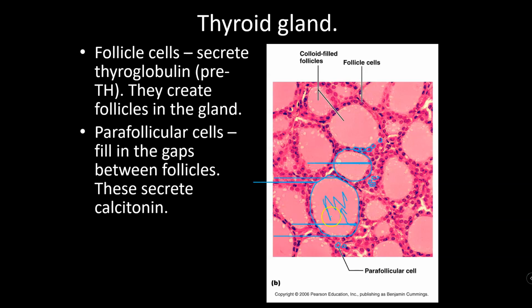Then the parafollicular cells that are outside of the follicles, they do something completely different. They produce the calcitonin that we talked about last semester that has a bone-sparing effect. It helps to reduce your blood calcium level, putting the calcium from the blood into the bone to make your bones a little bit stronger. That works predominantly as you're a child.